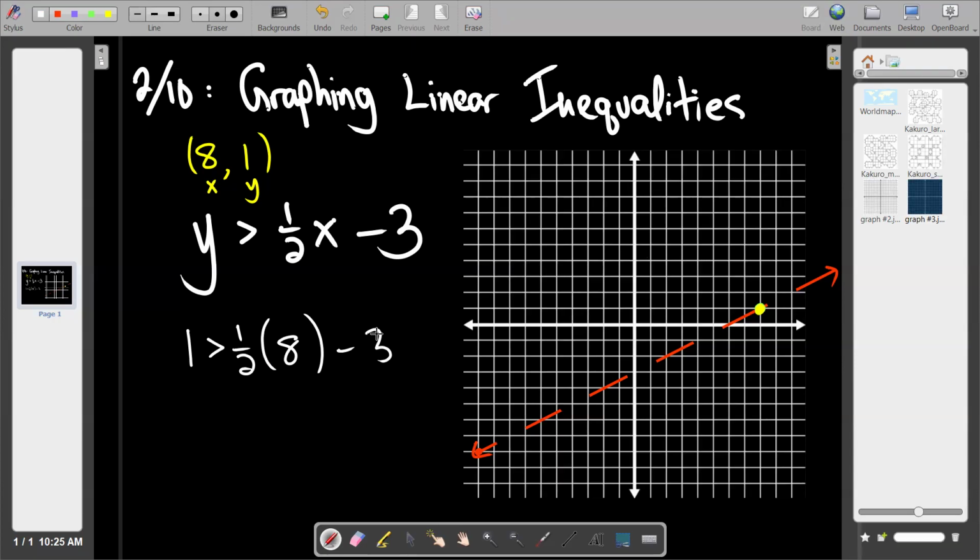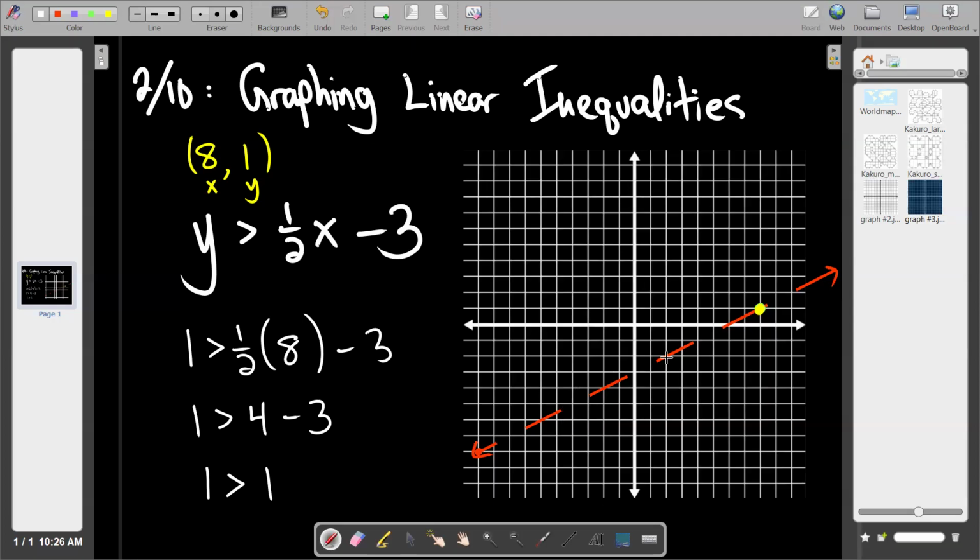Does everybody see that I just changed x and y? Yeah. Now we got to do some little kitty math. What's half of 8? 4. So I have 1 is greater than 4 minus 3. And what is 4 minus 3? 1. And is 1 greater than 1? No. It is not. And this goes back to what Nash spotted in a pretty big hurry. And that is that by dotting the line, what I'm telling someone is that the points on the line actually don't work. They are infinitely close to working.